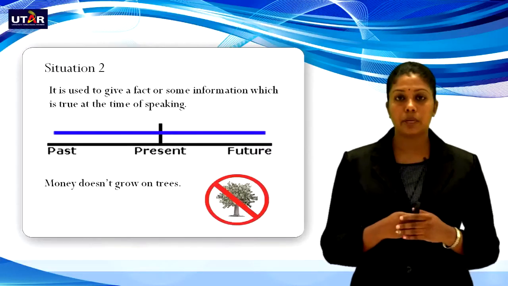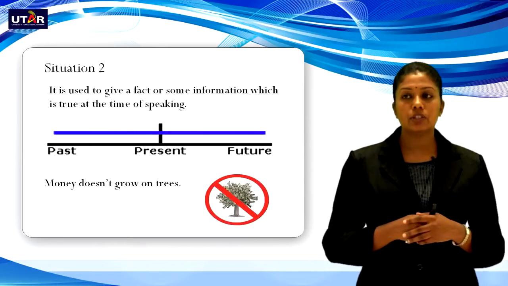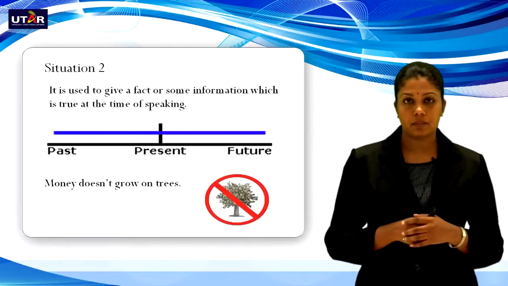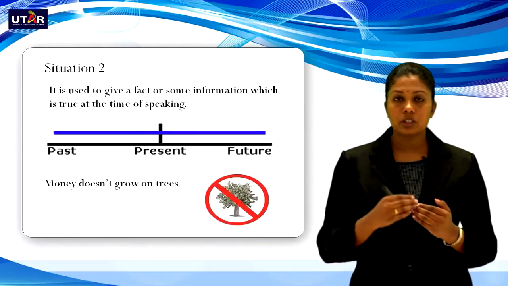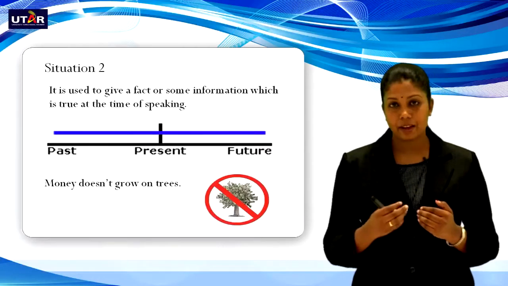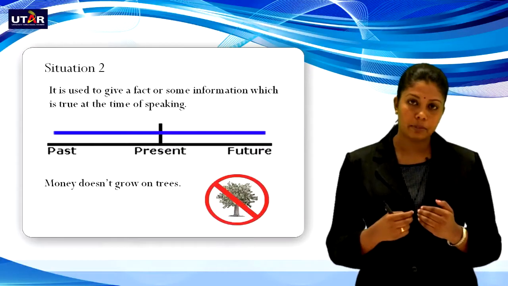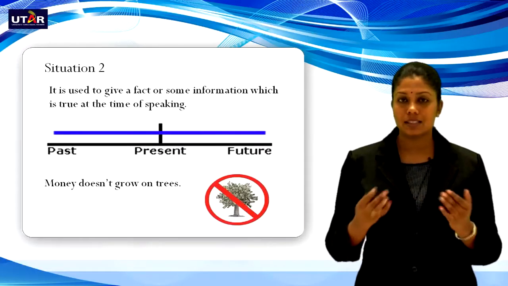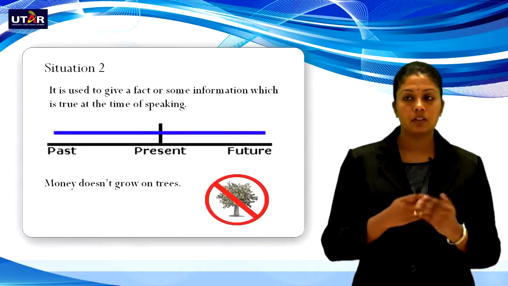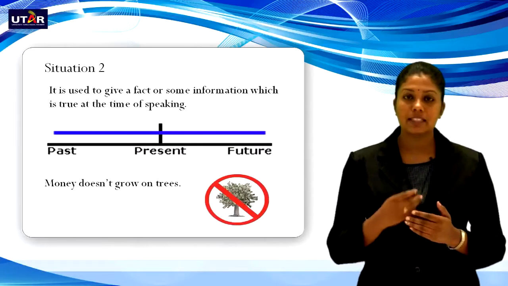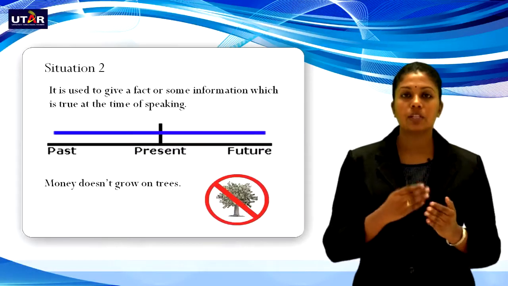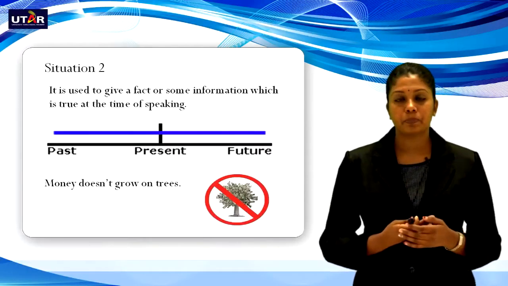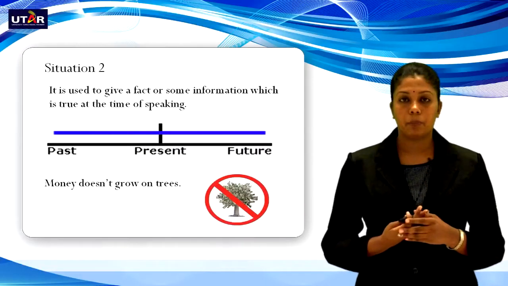Now moving on to situation 2. It is used to give a fact or some information which is true at the time of speaking. So here we also use present simple tense to talk about fact or information that is true at the time of speaking. Let's look at the example. Money doesn't grow on trees. So this is a fact. So if you see, the subject is money. Since this is a negative sentence, we use does not because money is singular and followed by the main verb grow.